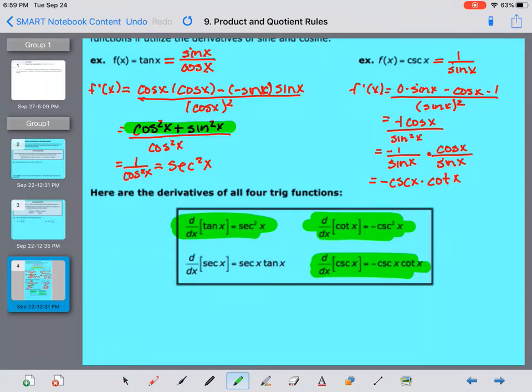We can do that exact same process to get the derivative of secant x, which happens to be secant tangent. So now you pretty much know every derivative rule with the exception of one. But this is kind of where we're going to stop for this unit.